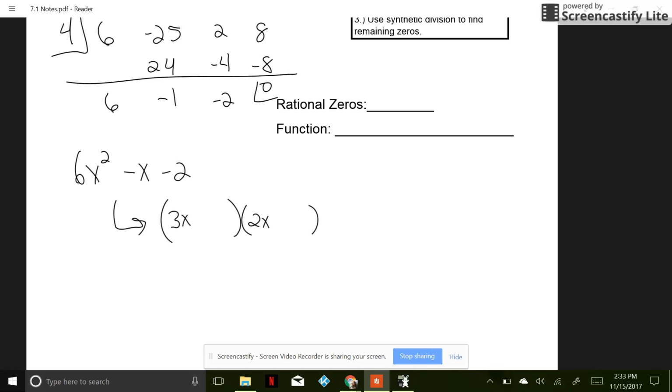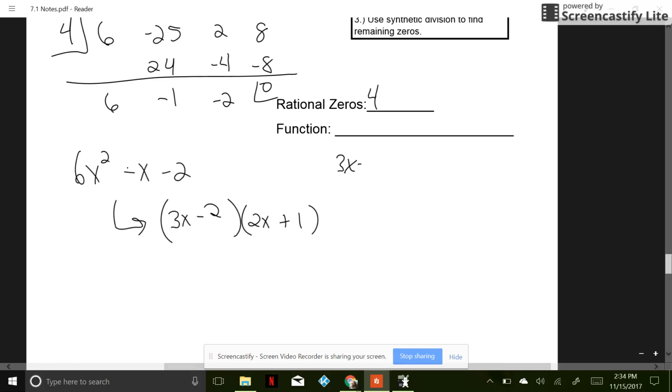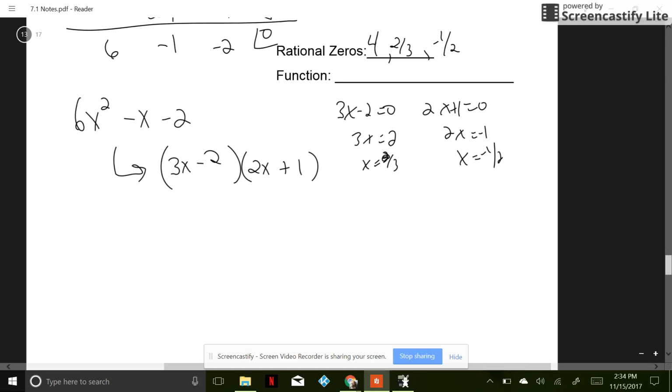Since the last two numbers have to multiply to get negative 2, our options are negative 1 and 2 or negative 2 and 1. This is where it might take some guessing and checking, but these are the factors you should come up with. So finding the rational zeros, we already know 4. We have 3x minus 2 is 0. So we've got a value at 2/3. And then 2x plus 1 equals 0. We have a value at negative 1/2. So then writing it as a function, we can just leave it the way we had it: 3x minus 2, 2x plus 1, and then the x minus 4 there.